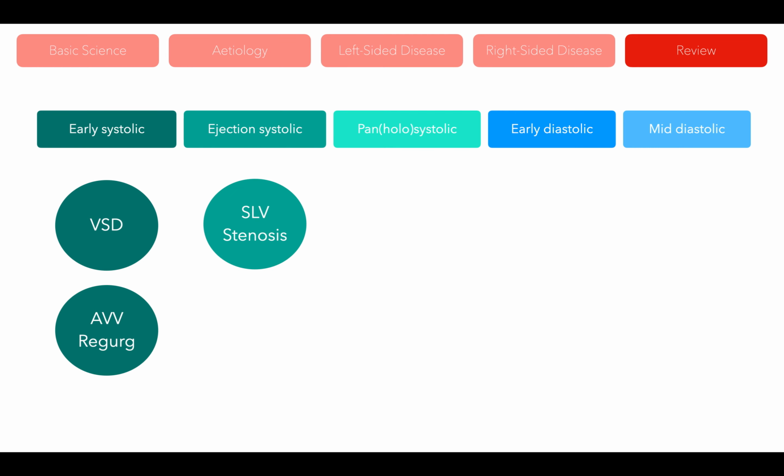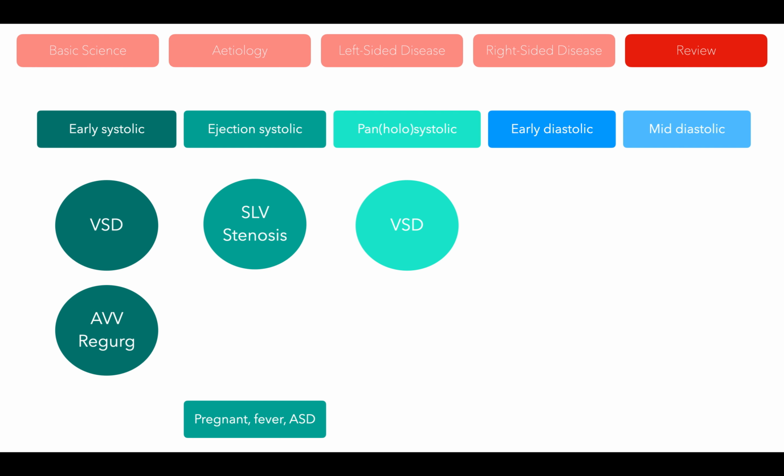For ejection systole, it's the semilunar valve stenosis, so it's your aortic and your pulmonary stenosis. But you'll also hear it in pregnant people who have the high volume of pregnancy, as well as fever and atrial septal defects as well. So the ejection systolic is not necessarily a bad thing.